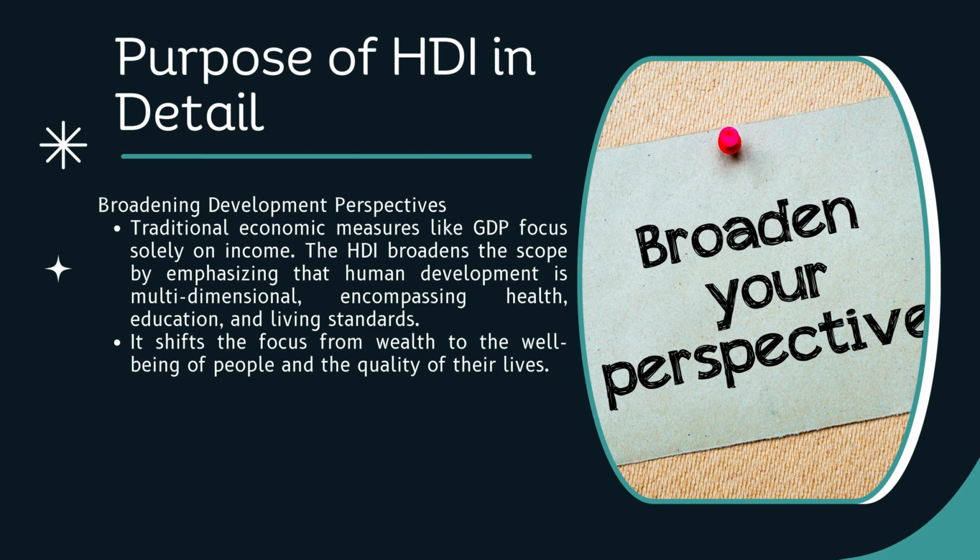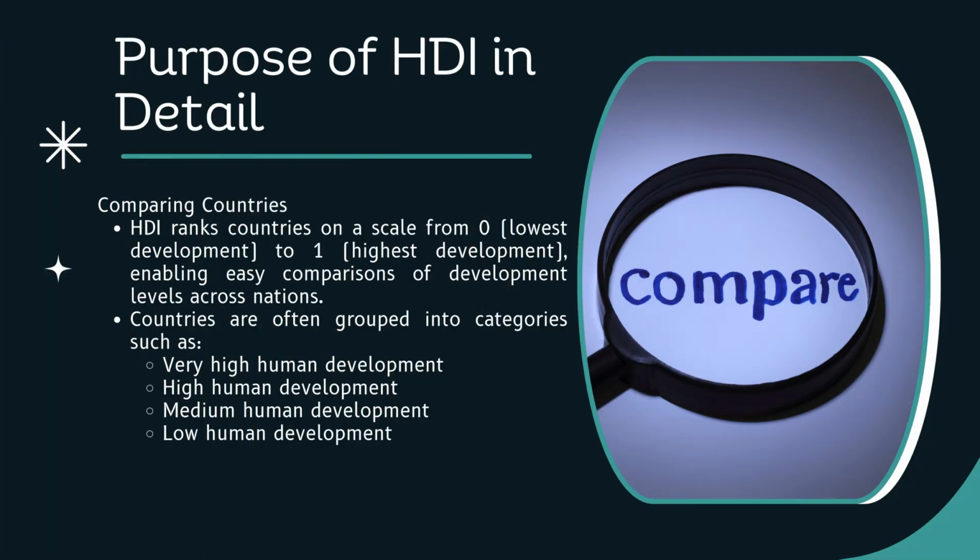Broadening development perspectives. Traditional economic measures like GDP focus solely on income. The HDI broadens the scope by emphasizing that human development is multidimensional, encompassing health, education, and living standards. It shifts the focus from wealth to the well-being of people and the quality of their lives. Comparing countries: HDI ranks countries on a scale from 0, lowest development, to 1, highest development, enabling easy comparisons of development levels across nations. Countries are often grouped into categories such as very high human development, high human development, medium human development, low human development.